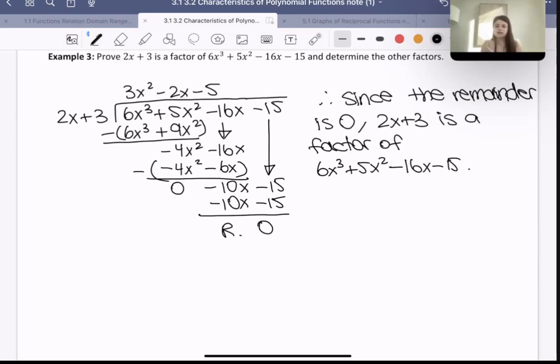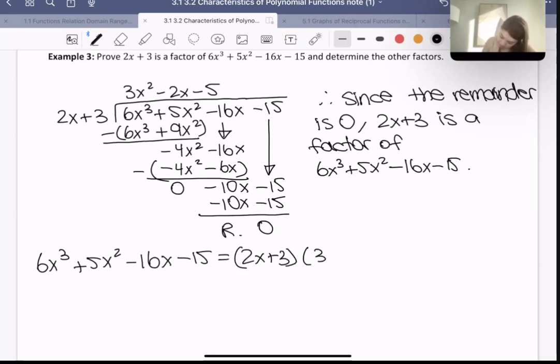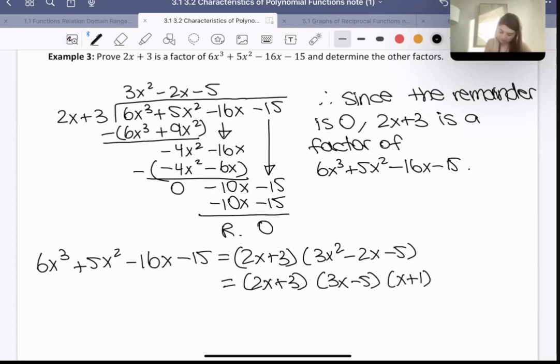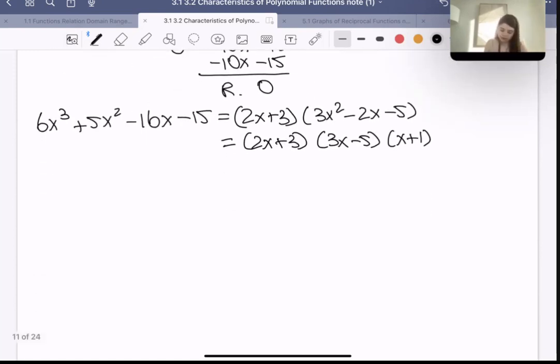Then it also says to determine the other factors. So we know that 6x cubed plus 5x squared minus 16x minus 15 is equal to 2x plus 3 times 3x squared minus 2x minus 5. But can we factor this further? So just going back to our grade 10 and grade 11 material, can we factor this further? And yes, we absolutely can. We can factor this down, in fact, to 3x minus 5 and then x plus 1. And so therefore, these are the two other factors.